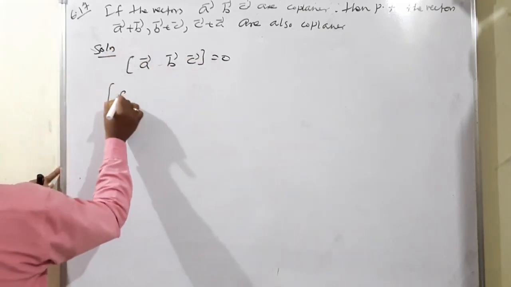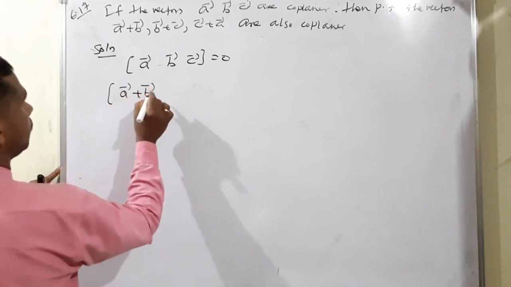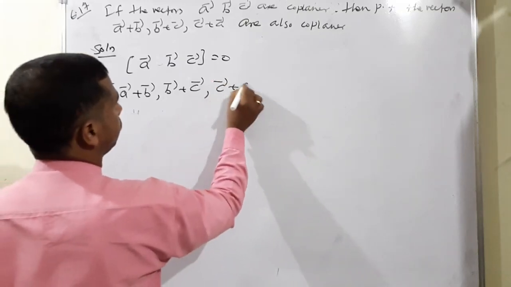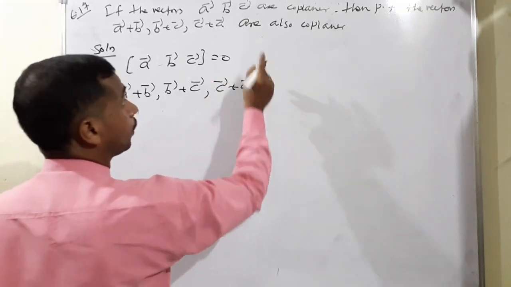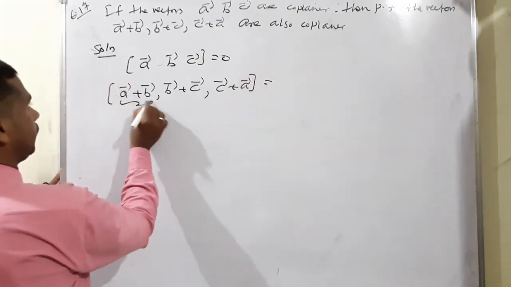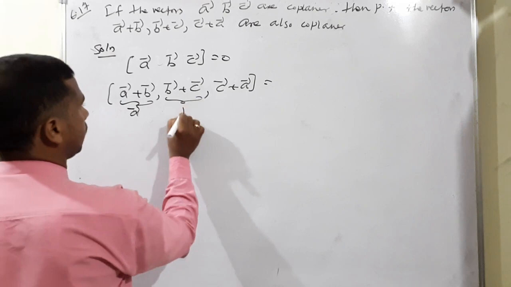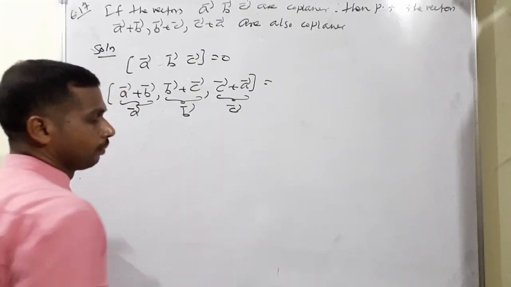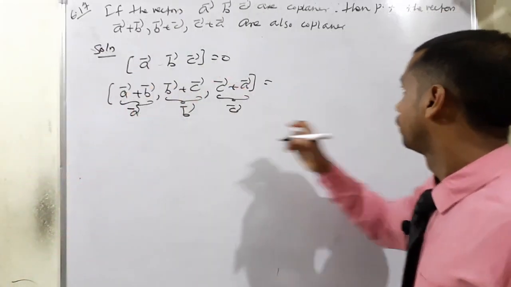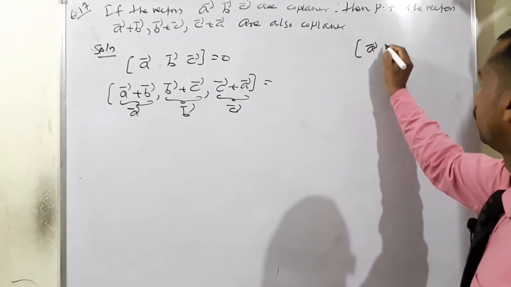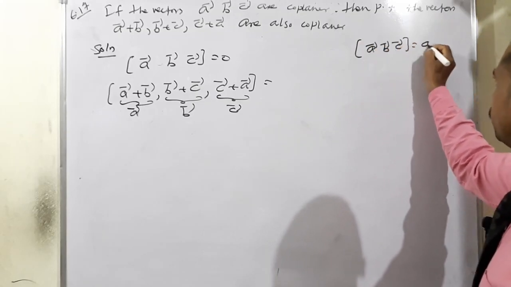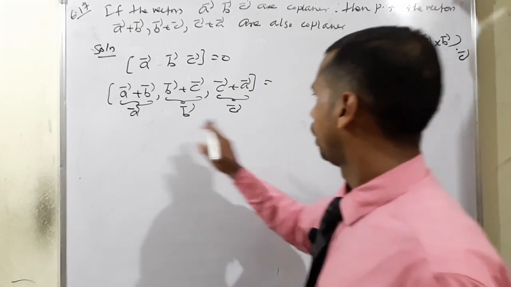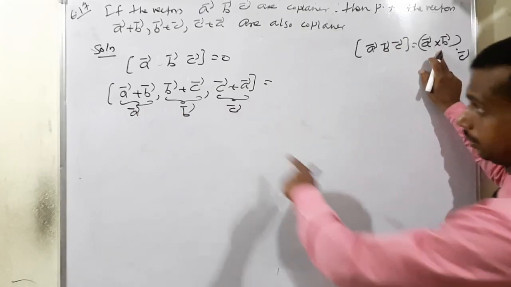What is the main condition? A vector plus B vector, comma, B vector plus C vector, comma, C vector plus A vector. We have to prove these are also coplanar. The first is for A vector, the second is B vector plus C vector, the third is C vector plus A vector. Already we know the box product A vector, B vector, C vector is equal to A vector cross B vector dot C vector. So we have to apply this to the first term.